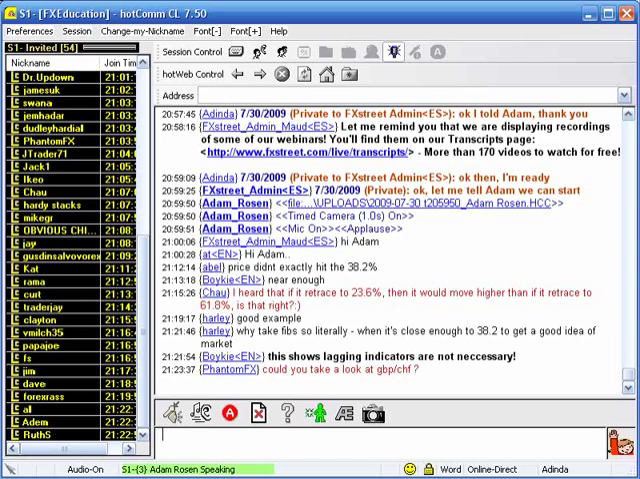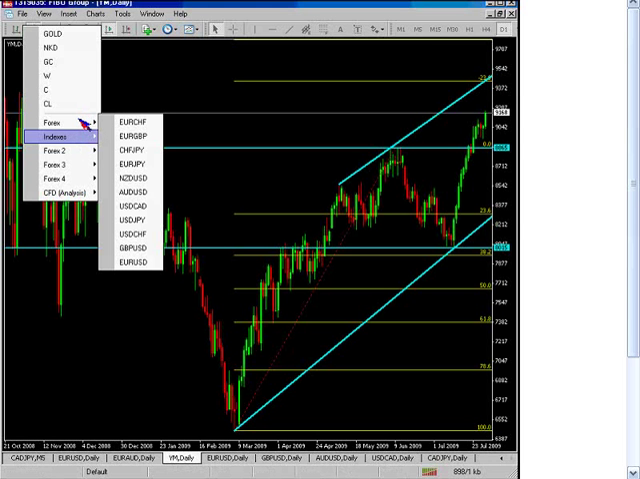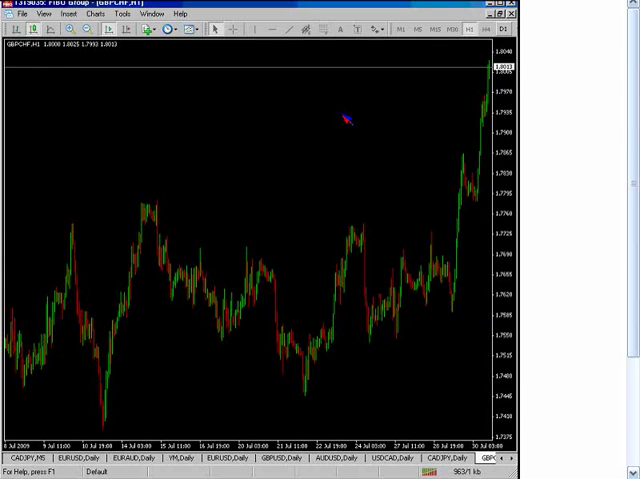Pound Swissy? Absolutely. I've prepared a bunch of other charts. If there's any specific currency pairs that you'd like to see, please do not be shy. Chat them in, and I'll do my best. I'm very long-winded today for some reason. I'll do my best to get to all of them. But let's start with the Pound Swissy.